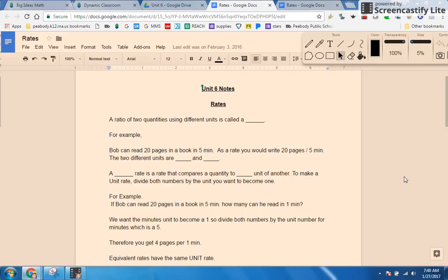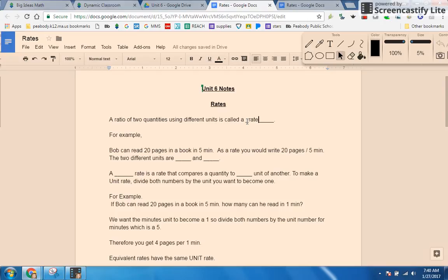So today's unit is all about rates. We're still on unit 6, just we went from ratios, now we're going to be doing rates. A ratio of two quantities using different units is called a rate. Basically it's like a ratio, only you're comparing two quantities that have different units, and it's usually talking about the speed of something.